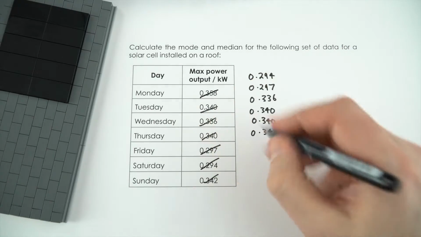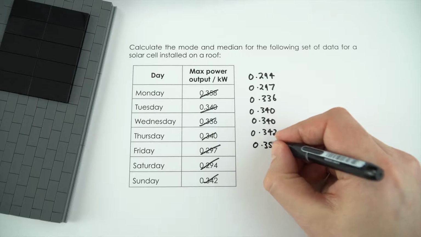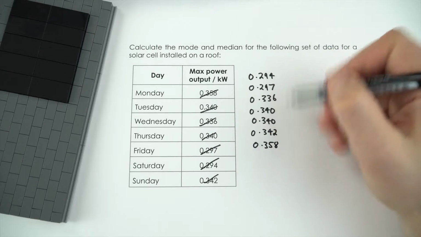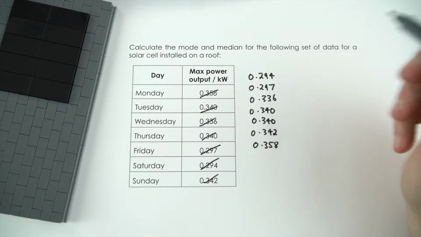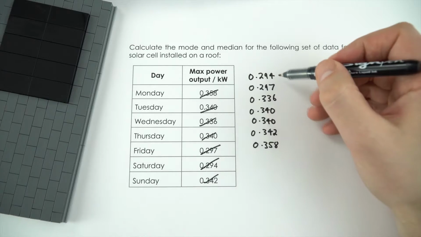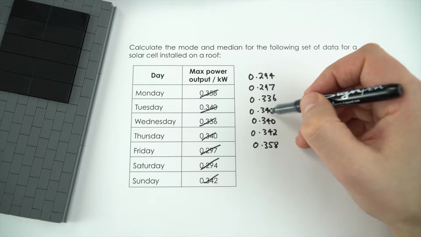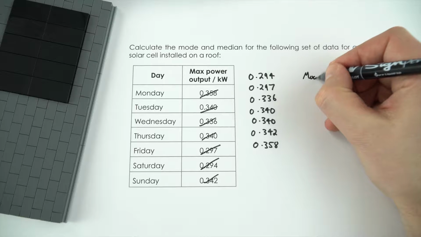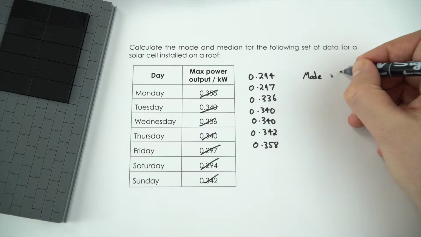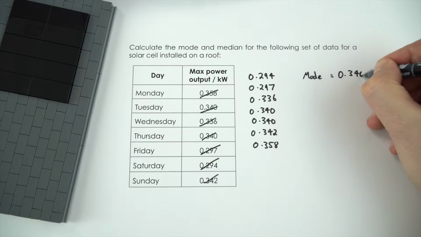And our final piece of data is 0.358. Now, which of these bits of data comes up the most often? That's the one which is going to be the mode. And the mode in this case is 0.340. The reason for that is it comes up twice, whereas all the other bits of data only come up once.